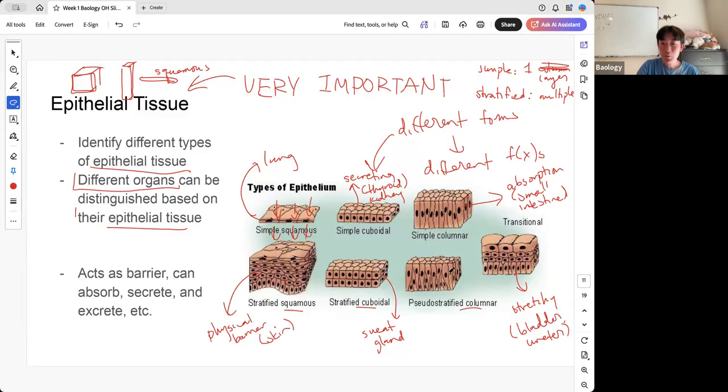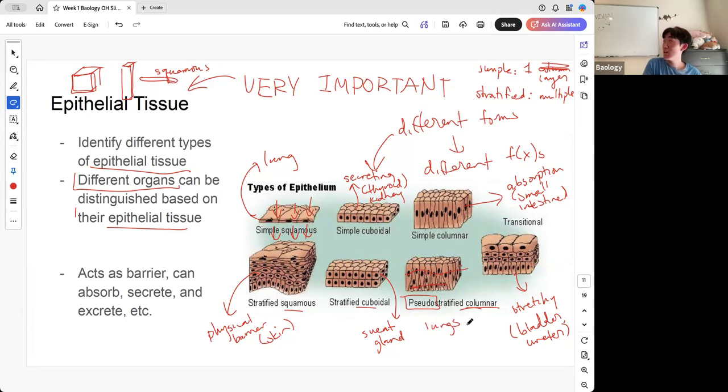And then we also have pseudostratified columnar. The reason it's called pseudostratified is the nuclei. The nuclei are these round black balls, and they're all at different heights. Some are down here, and the others are up here. So it looks like there are multiple layers, but actually there's only one layer of cells. That's why it's called pseudostratified: it looks stratified, but it's not. It's fake. And this is found in the lungs.